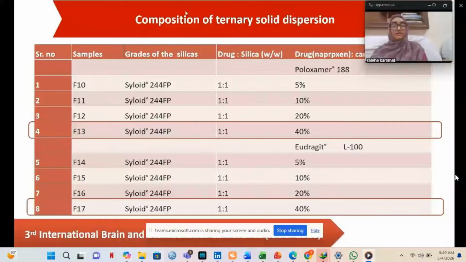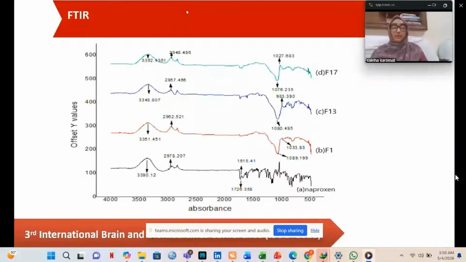Then the FT-IR characterization shows that between the pure drug absorbance and the formulations F1, F13, and F17 absorbance, there are not many differences. It shows that the chemical nature of the drug is not denatured, and the slight change in the absorbance shows that there is hydrogen bonding between these that can prevent recrystallization.